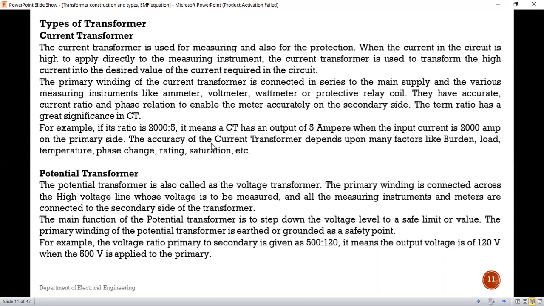Okay, see, the current transformer is used for measuring and also for protection purpose. Generally we can call it a CT, that is current transformer. It is used as a measuring instrument, and also it is used for protection purpose, or it is also used for a protection purpose.